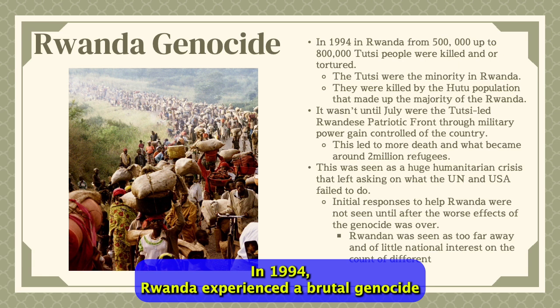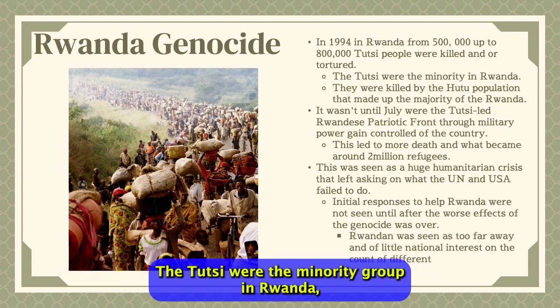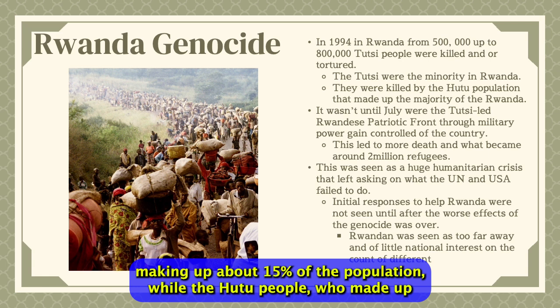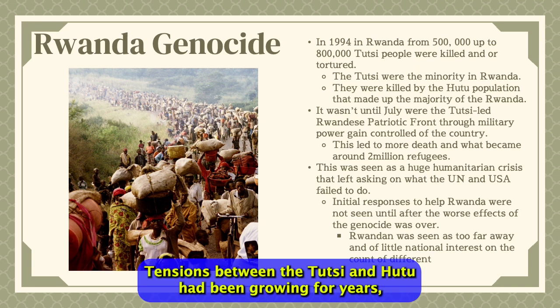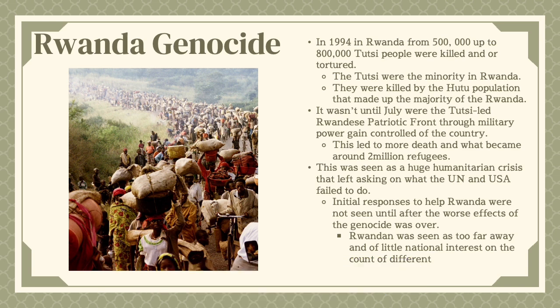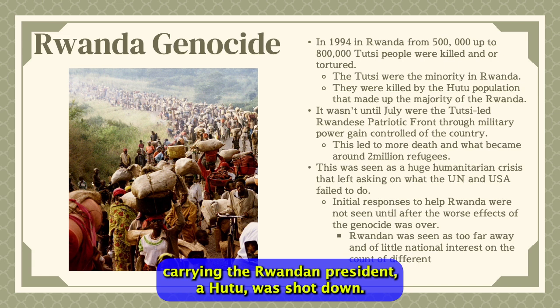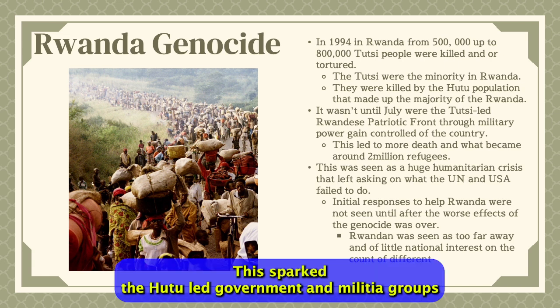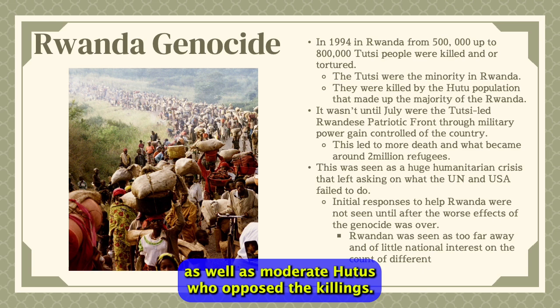In 1994, Rwanda experienced a brutal genocide in which between 500,000 and 800,000 Tutsi people were killed or tortured. The Tutsi were the minority group in Rwanda, making up about 15% of the population, while the Hutu people, who made up the majority, were responsible for carrying out the violence. Tensions between the Tutsi and Hutu had been growing for years, but the situation exploded into mass killing when the plane carrying the Rwandan president, a Hutu, was shot down. This sparked the Hutu-led government and militia groups to begin a campaign of violence against the Tutsi population, as well as moderate Hutus who opposed the killings.